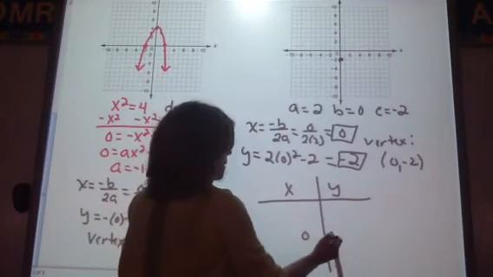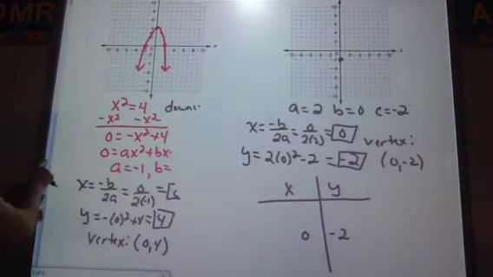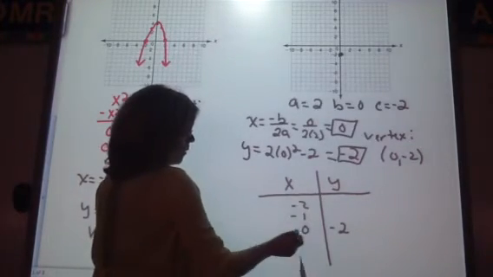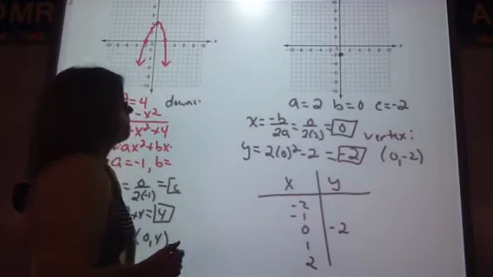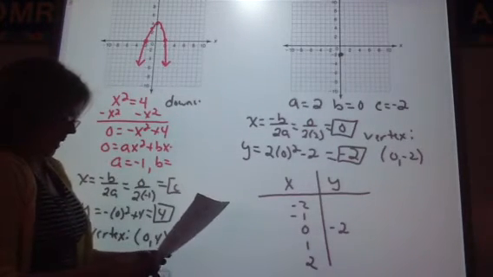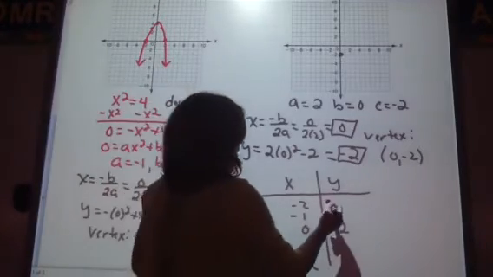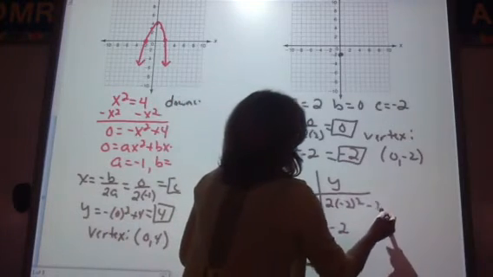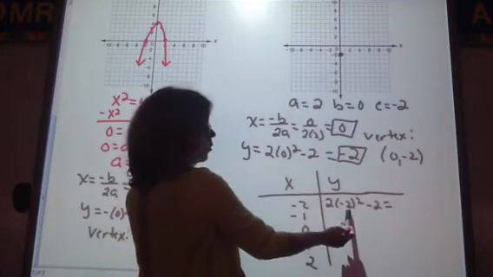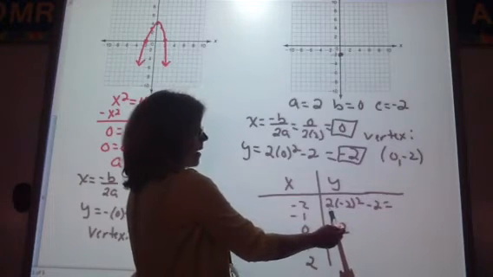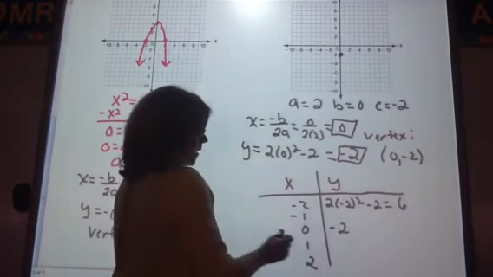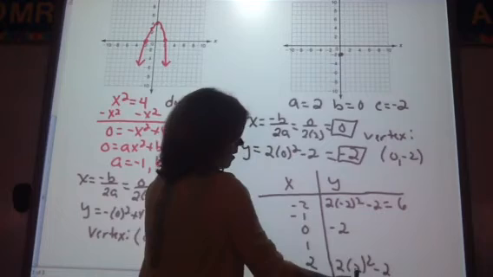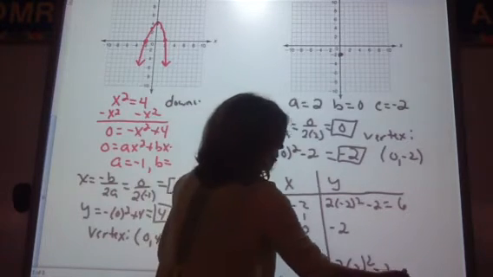So we have 0, -2. Again, when we go to the left of 0 on the number line, -1, -2. To the right, 1 and 2. So let's substitute -2 in. So you have 2 times -2 squared minus 2. Well, -2 squared is +4. +4 times 2 is 8. 8 minus 2 is 6. So we can say down here that this 2 is going to be 6, but let's check. 2 squared is 4, times 2 is 8, minus 2 is 6.